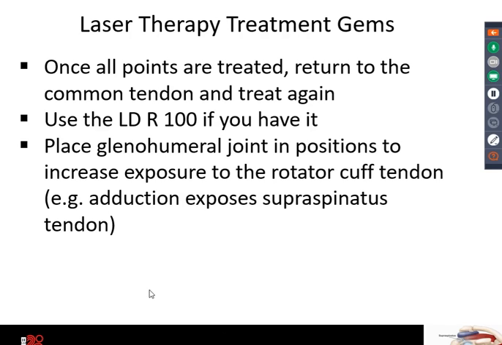You may also want to place the glenohumeral joint in positions that increase exposure of the tendon itself to light. In other words, if you adduct the arm, it exposes the supraspinatus tendon, and you can get a little bit more light into the tendon itself.